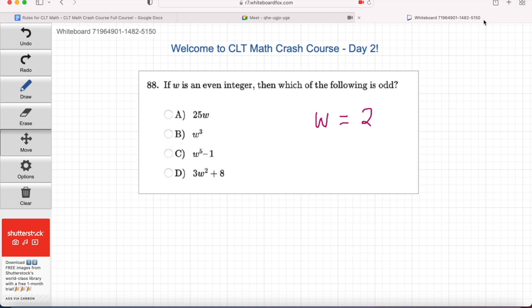Okay. All right. So which of the following is odd? All we've got to do now is just plug in this value in place of the variable W into the answer choices. Let's start plugging into answer choice A. Can I see you do that on the whiteboard? Plug in a 2 for W and let's calculate it.